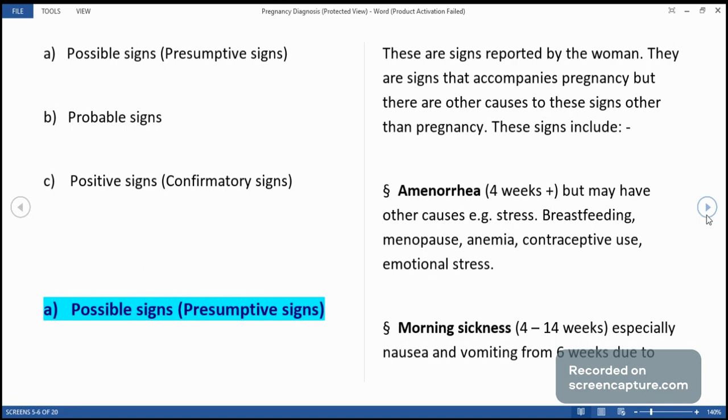Not necessarily, apparently, that a mother will come with amenorrhea if it's pregnancy. Sometimes there might be some underlying condition, maybe endometriosis, maybe polycystic ovarian syndrome, maybe hormonal imbalance. So all these one can still attribute to amenorrhea. So amenorrhea is not conclusive. You cannot use it exactly for pregnancy. Amenorrhea is just like any other sign, but it is very significant when it comes to that. So that is under possible signs.